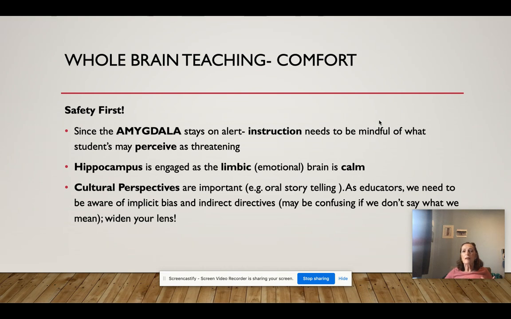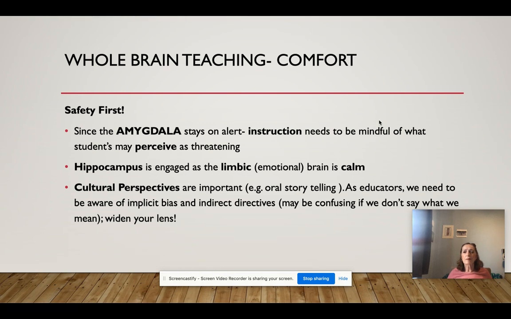And also being aware of indirect directives. So when we want to establish safety in a classroom, or safety in any kind of setting, that we're with our kids, on a bus, wherever.